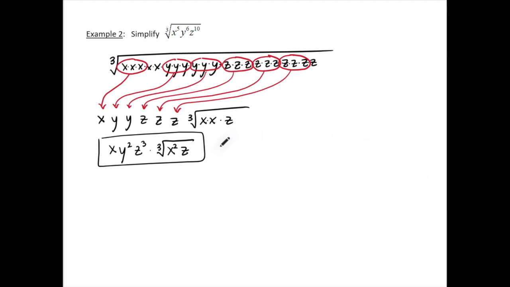So this is the simplified form of the radical that we started with, after we factored out all of these perfect cubes. Let's look at a shortcut like we did for the square roots, because when these exponents are large, this method is not very practical.